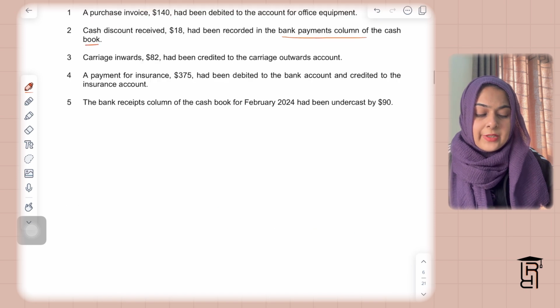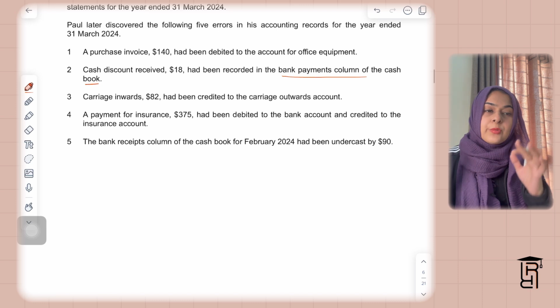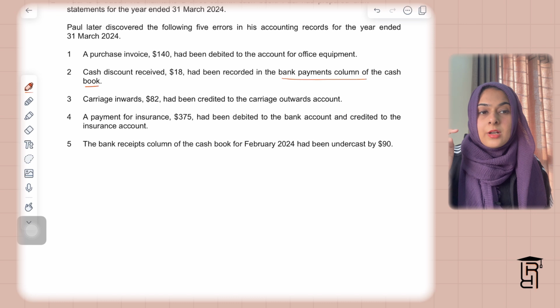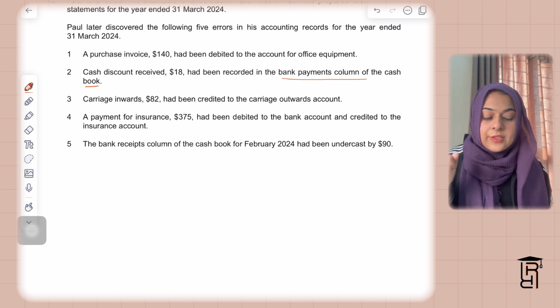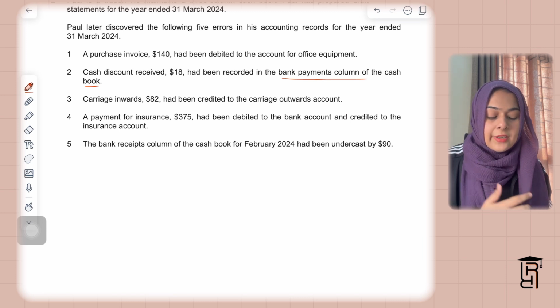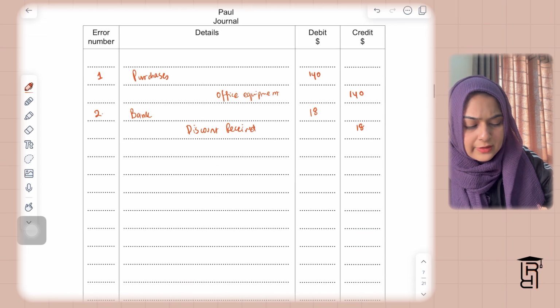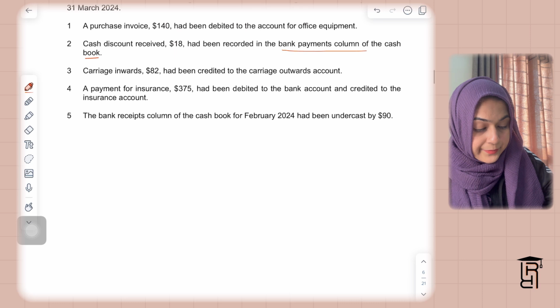The third error here says carriage inwards $82 had been credited to the carriage outwards account. So carriage inwards and carriage outwards are both expenses, but carriage inwards is when you are purchasing goods, and for those purchases to bring them to your warehouse you are paying carriage, that is transportation. So if carriage inwards is credited to the carriage outwards account, you need to debit the carriage outwards account to remove it from the carriage outwards account. So I'll write here carriage outwards, and I will debit the carriage outwards by $82 here.